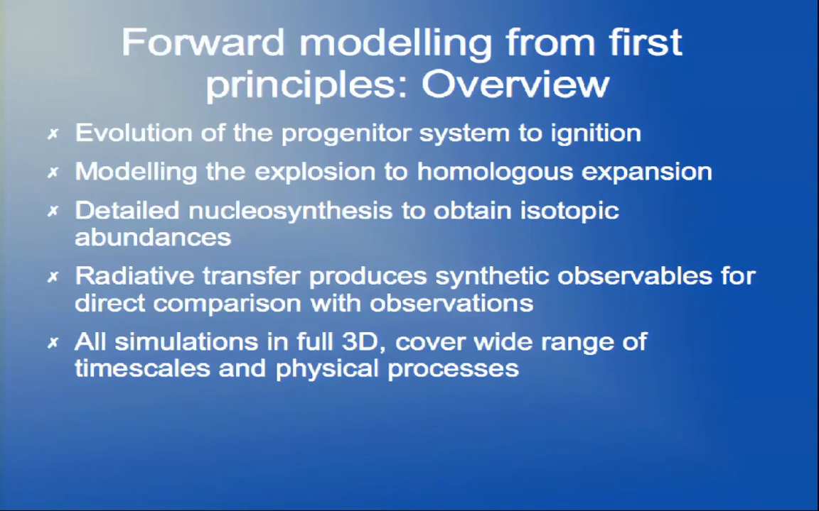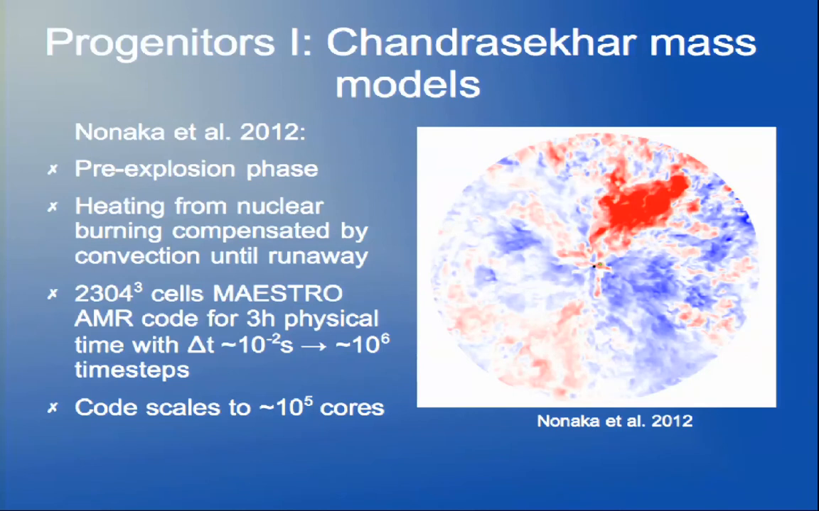So the first one is how the progenitors are actually modeled. This is one thing we don't really do within the API group, but this is done by other groups. This is an example of Nonaka et al. So this is the question: what actually happens that then leads to the ignition? And this is an example of a Chandrasekhar mass white dwarf.